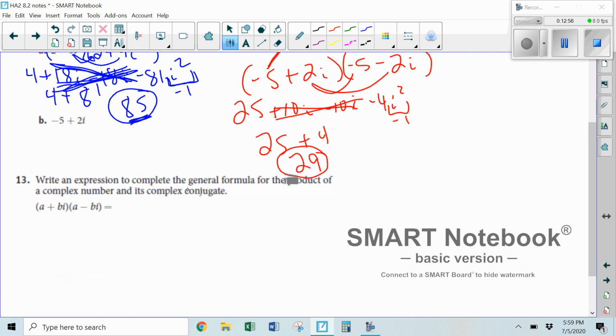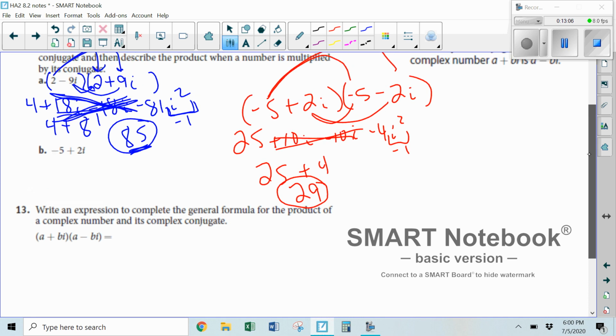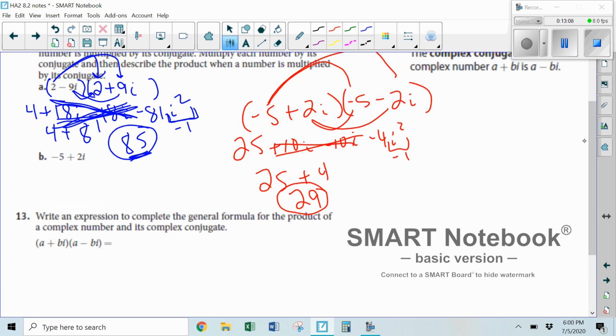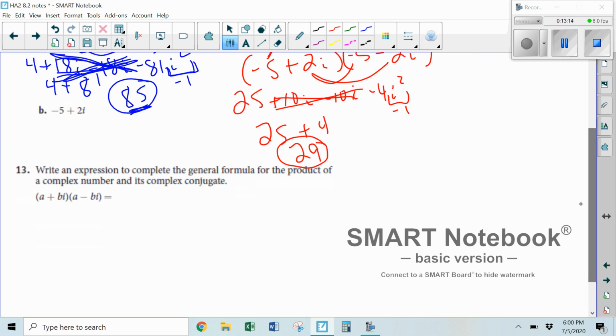Write an expression to complete the general form of the product of a complex number and its complex conjugate. So think about this. Here's a number, and here's its complex conjugate. What is going to happen there? Now, you might be able to figure it out based off of the pattern that we did above, but let's go ahead and distribute it out and look at what happens.